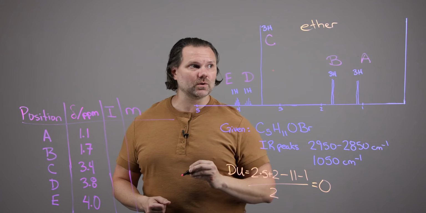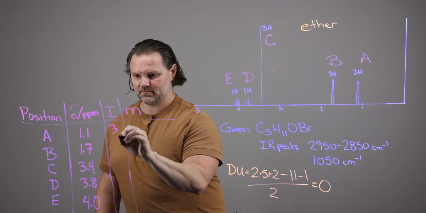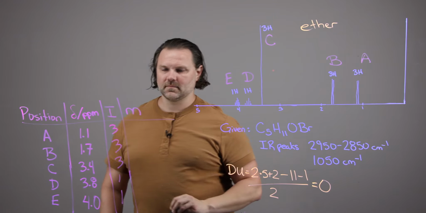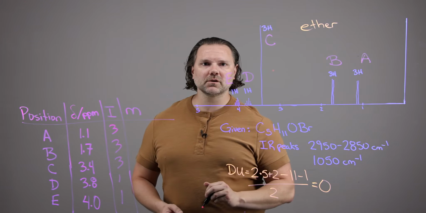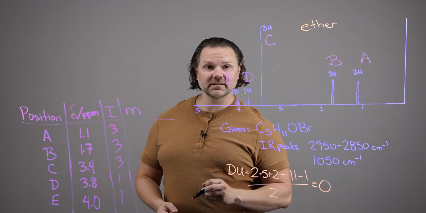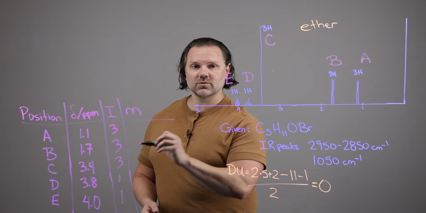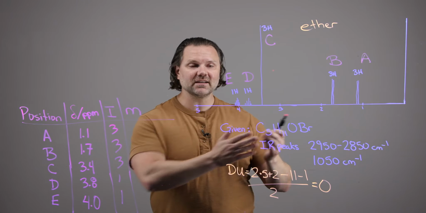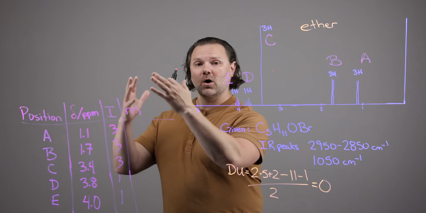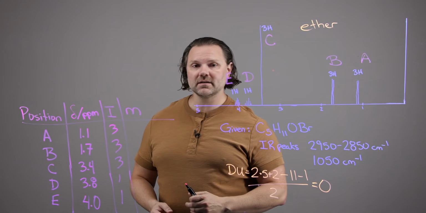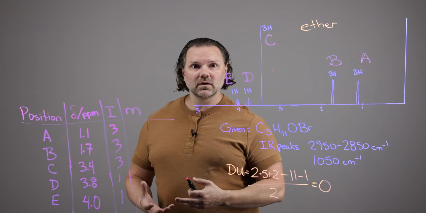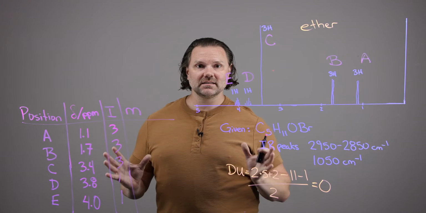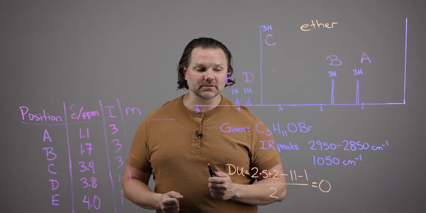Those have been given to us. Count up the number of protons represented by our integrations. We have 3, 3, 3, that's 9, plus 2 more, that's 11, which matches our chemical formula. So all of our protons are showing up here, and there is no mirror plane in the molecule that would cause the entire set to be doubled.